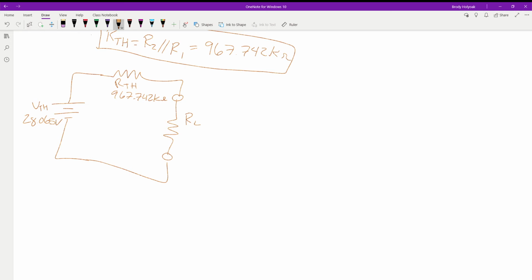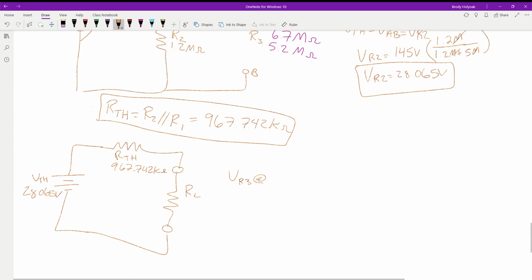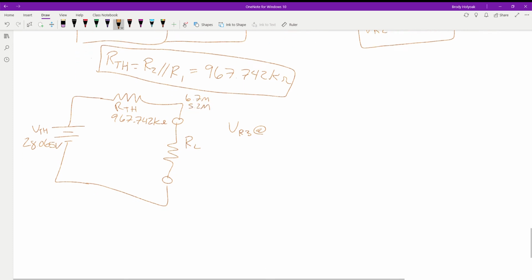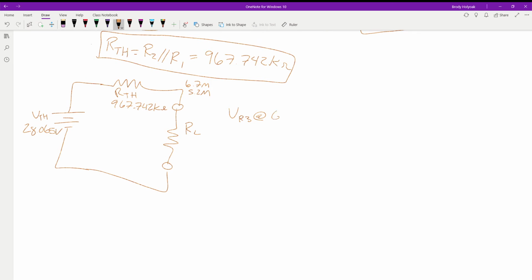So we need to find the voltage across R3 at 6.7 meg and 5.2 meg. First, the voltage of R3 at our 6.7 meg. We plug that value in for this resistor, and now we're going to solve and find out how much of this Thevenin voltage is going to drop across this load. Again, we're just going to use voltage divider. So we take 6.7 meg over 6.7 meg plus R-Thevenin. I'm just writing it that way because that's a lot of numbers to write.